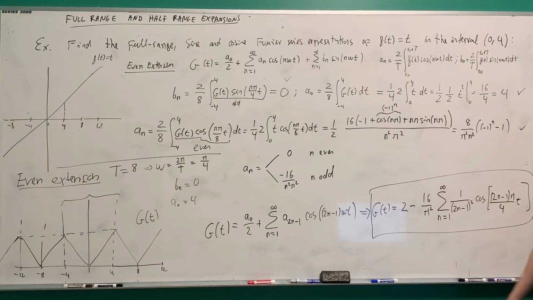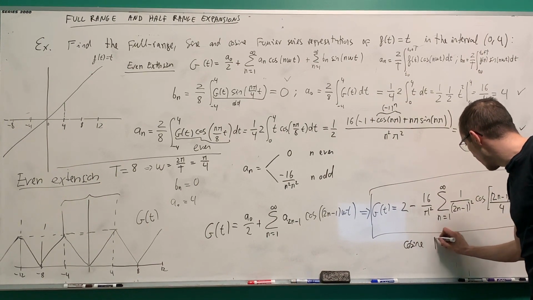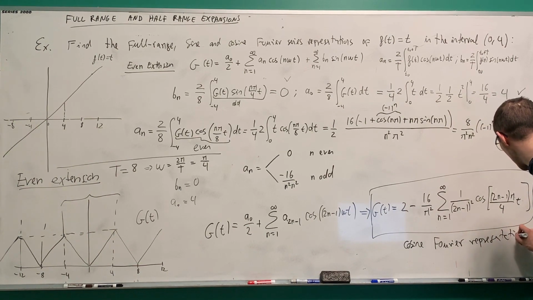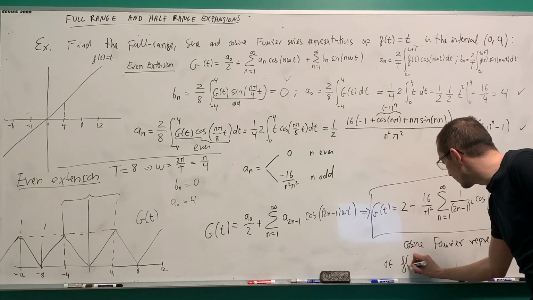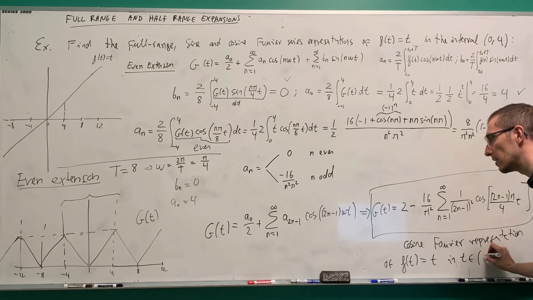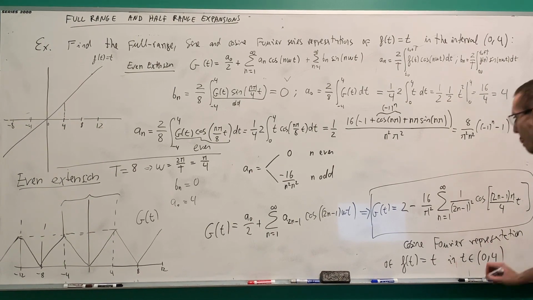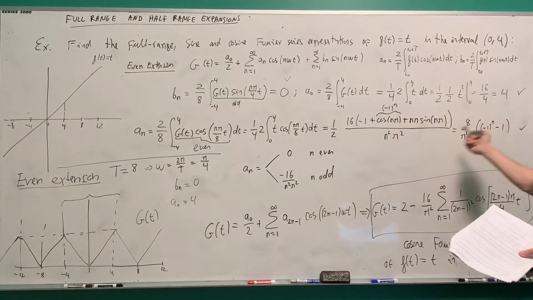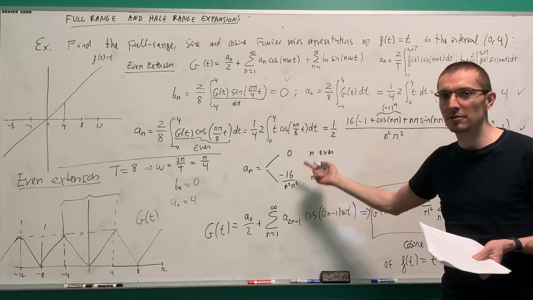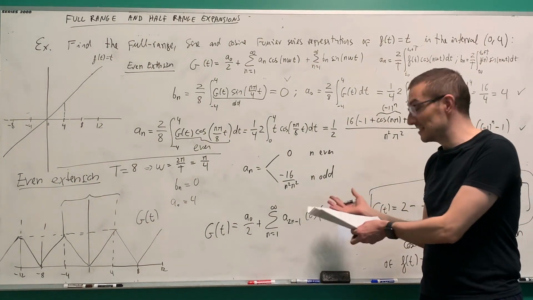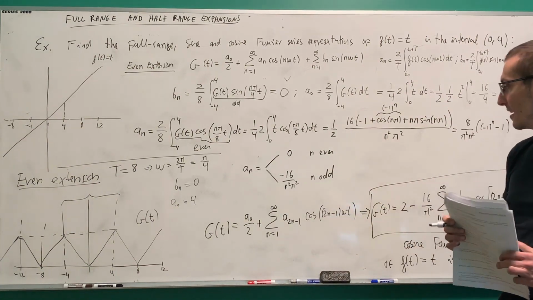This is the even extension. This is the cosine Fourier representation of f of t equals t, for t from 0 to 4. I hope this is clear. This is the only difficulty that I see here: identifying the 2n minus 1 properly, identifying when the coefficient is 0 and when it's not for values of n even or odd, and being able to change variables to adapt the series. But with a little bit of practice, this is easy. So I hope that's clear.